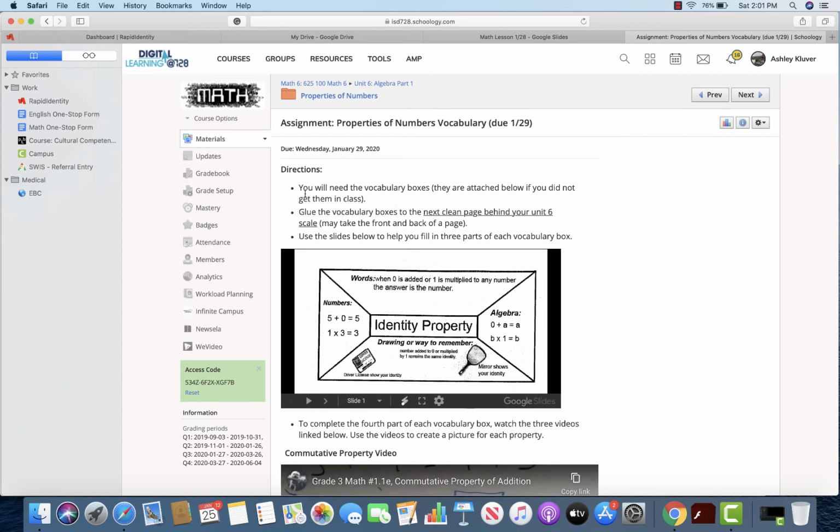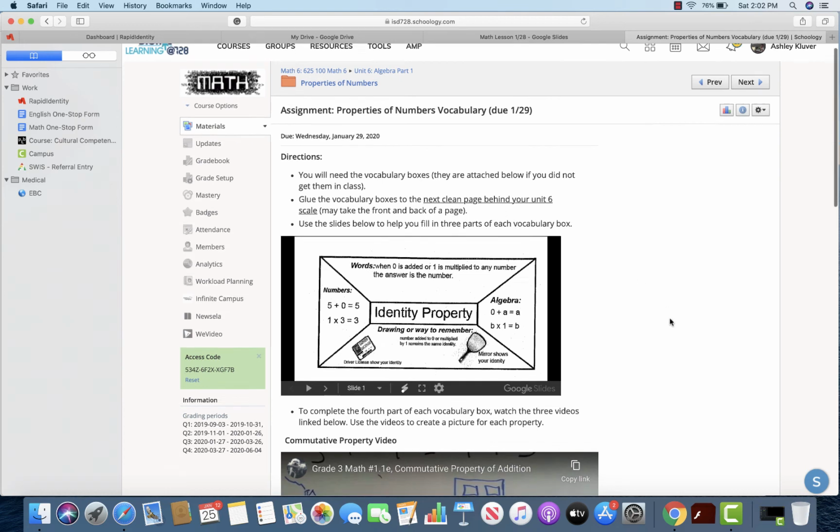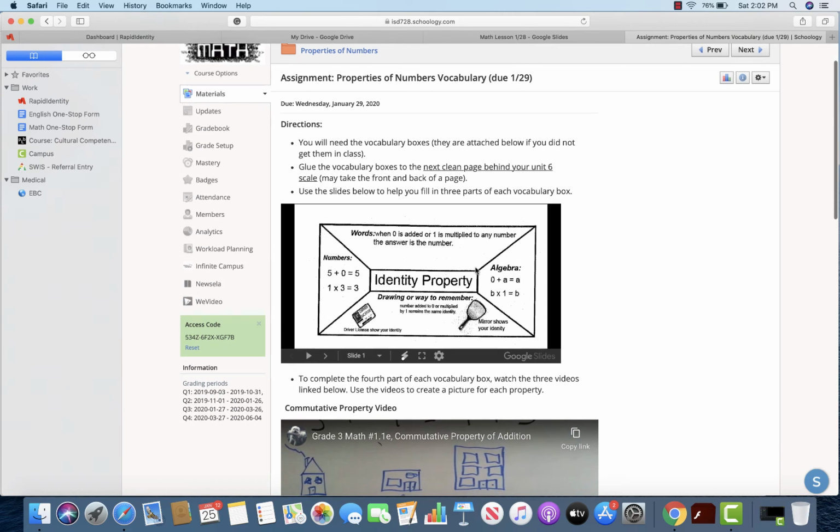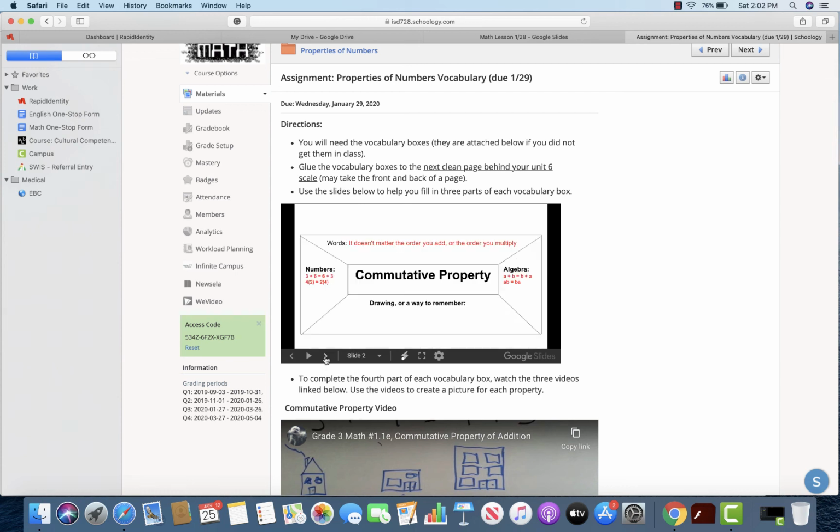And here are the directions, and some of them you've already done, but I'm going to read through them anyway. You will need the vocabulary boxes. They are attached below, so if you were absent today, you would be able to get them. You're going to glue those vocabulary boxes next to the next clean page behind our Unit 6 scale, which we already talked about, or you already did. You're going to use the slides below to help you fill in 3 parts of each vocabulary box. So identity was done for you. We worked on commutative, but now you have associative and distributive. So you're going to use this slideshow to fill in the 3 boxes on each one of those.